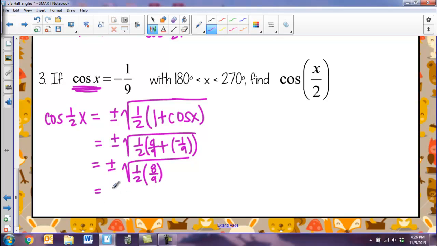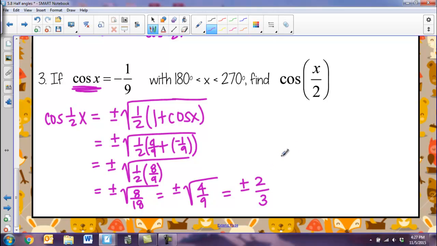Now I have that this is equivalent to the square root of 8 over 18, which will simplify down into 4/9. Okay, I could divide both of them by 2. So this is super nice because now what I have is the square root of 4 is 2 over the square root of 9 is 3. So this left all of my square roots gone.